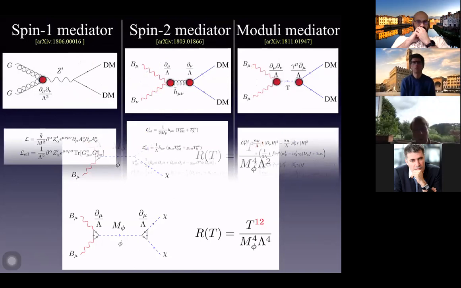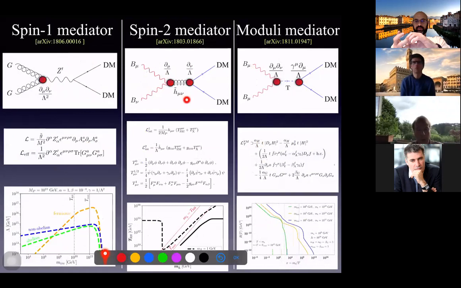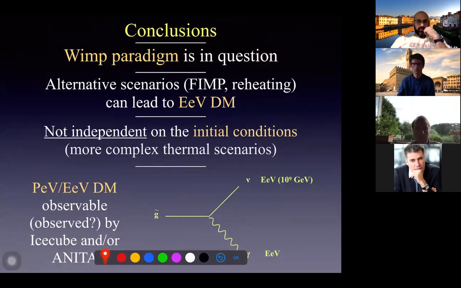For instance, you can have a heavy Z prime exchange, you can exchange massive gravity, you know, Kaluza-Klein modes, you say, and you can exchange the moduli fields. So all these models enter the same category, where for temperature, which is quite high, you have to be careful of what's happening in the early universe. So that's my conclusion. I just showed that the WIMP paradigm, of course, we know is in question, but alternative scenarios can lead to heavy dark matter, especially if you look at models which have mass suppressions.